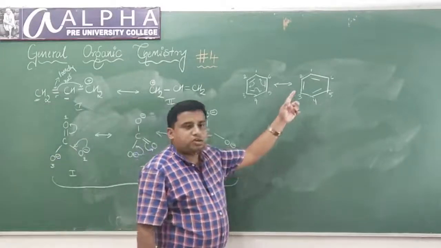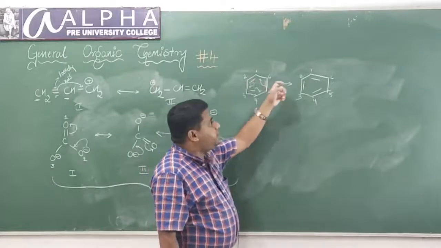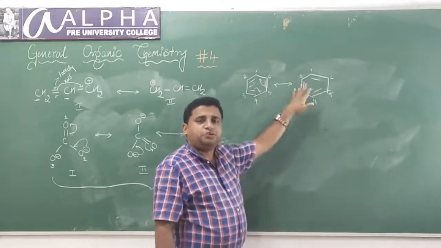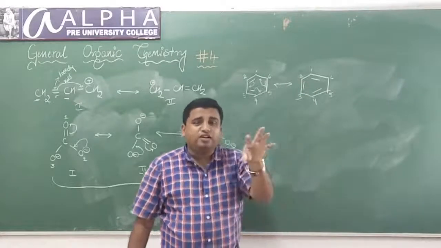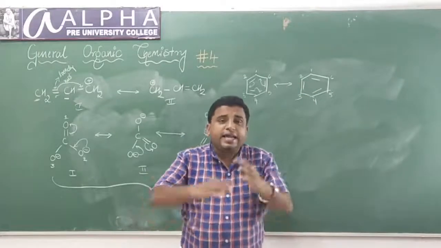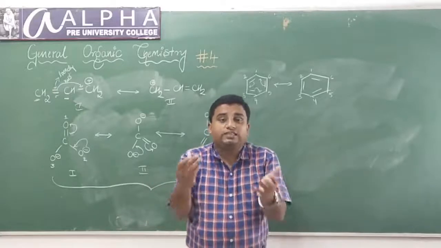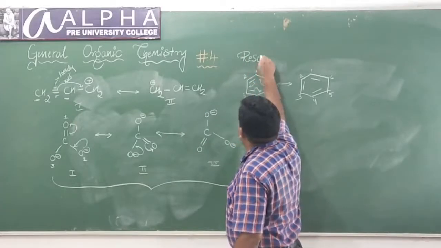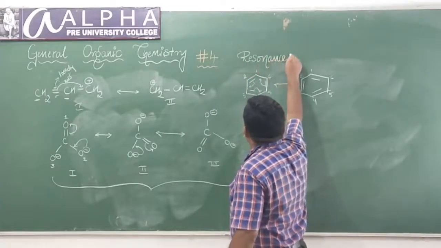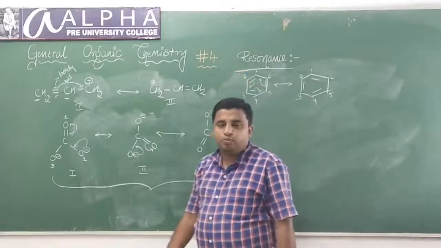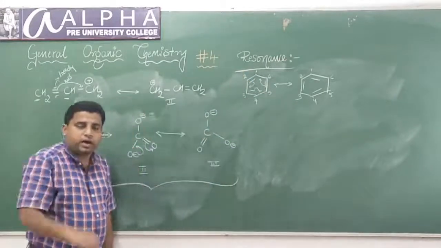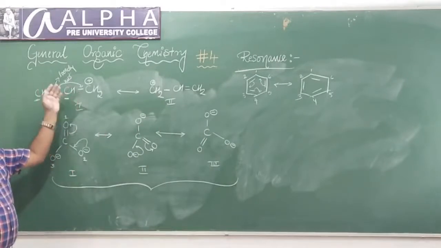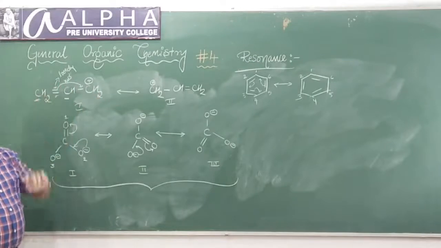Here the pi electrons are displaced from second carbon to third carbon. There is shifting, displacement, movement, or else I can say delocalization of pi electrons within the molecule. What is this called? Resonance. I hope you understood. Are we clear with all this? The delocalization of pi electrons within the molecule is called resonance.